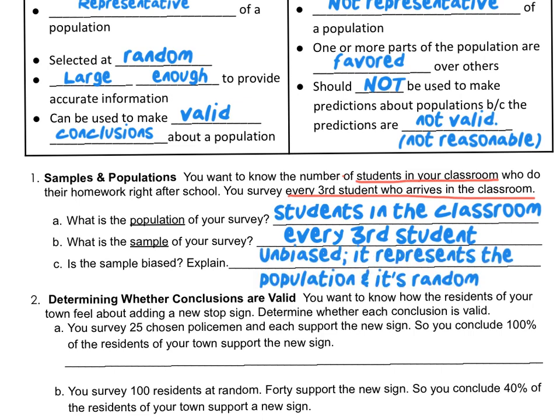So let's go ahead and write. It is unbiased because it represents the population and it's random. Please feel free to pause the video so you can copy what you see on your screen before we continue. Please pause now.